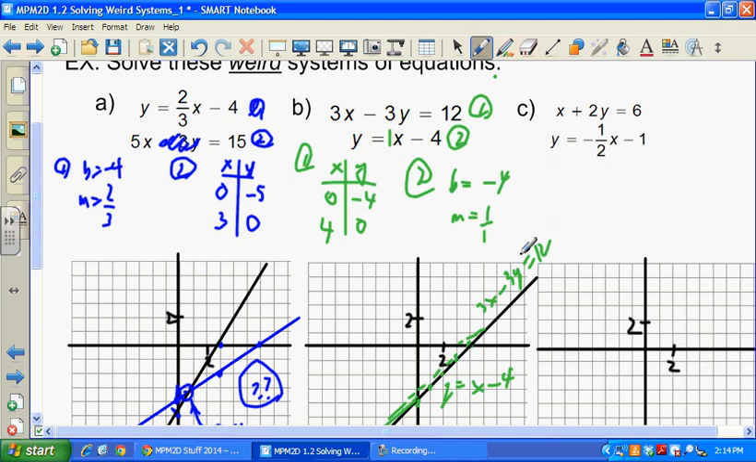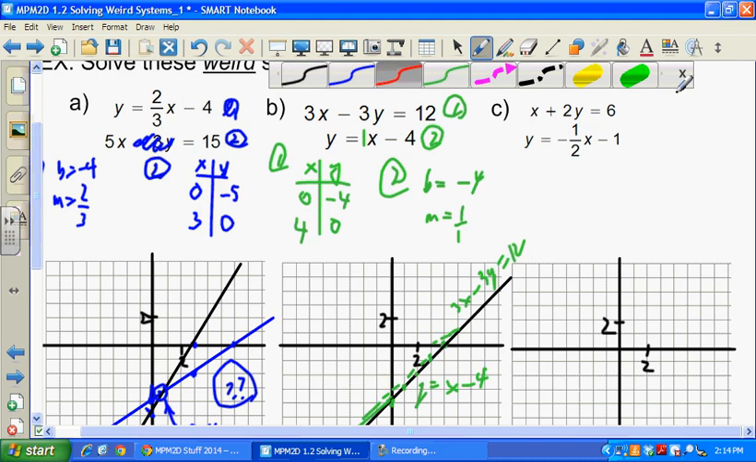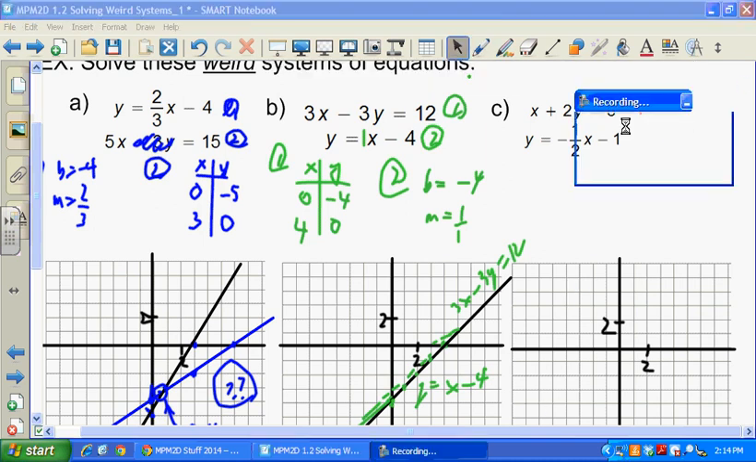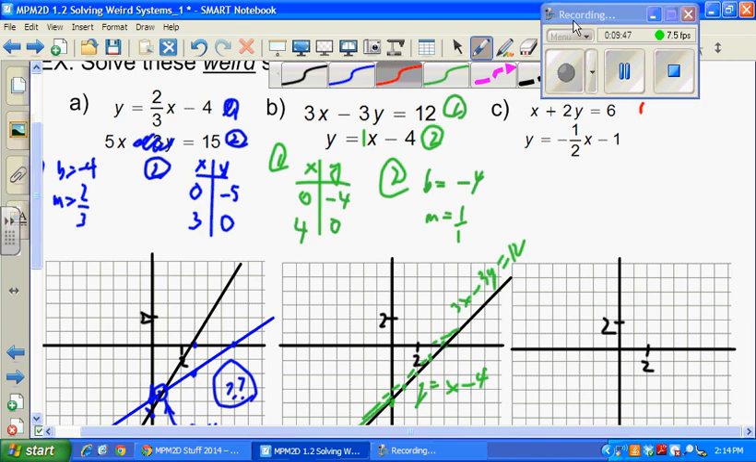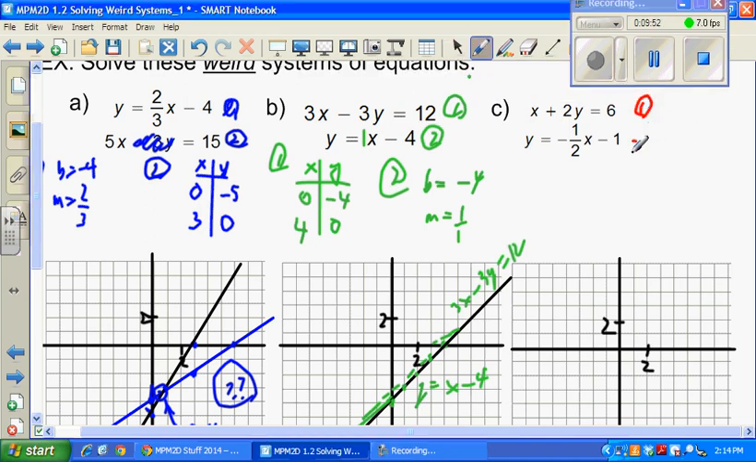So this one doesn't look very weird, but let's see. Change the color. All right, let's keep the colors rolling. Hang on. All right, back at it. There is equation 1 and equation 2. For equation 1, we'll do x and y intercepts because it looks like that, right?